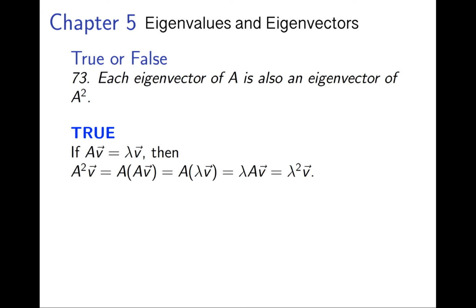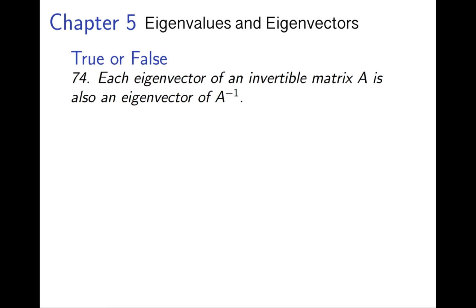So let's take A squared V and see what happens. Well, A squared V is equal to A times AV. And we know that AV is equal to lambda V, so this is equal to A lambda V. Lambda is a scalar, so we can move it to the front, so that's lambda AV. But again, AV is lambda V, so we get lambda squared V. So V is an eigenvector for A squared, and its corresponding eigenvalue is lambda squared.